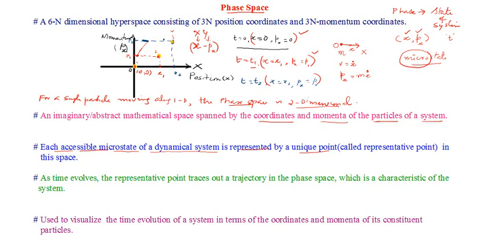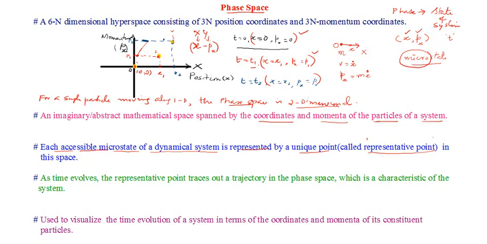So what is meant by representative point? Representative points are nothing but those unique points in the phase space of a system which denote the accessible microstate of the system. Okay, so simply the points in phase space are known as what? Representative points. Okay, clear.